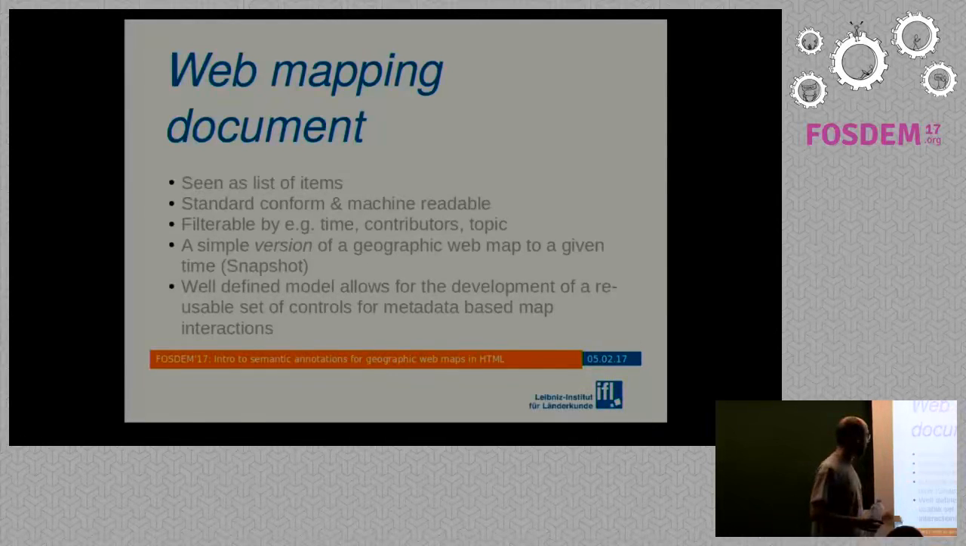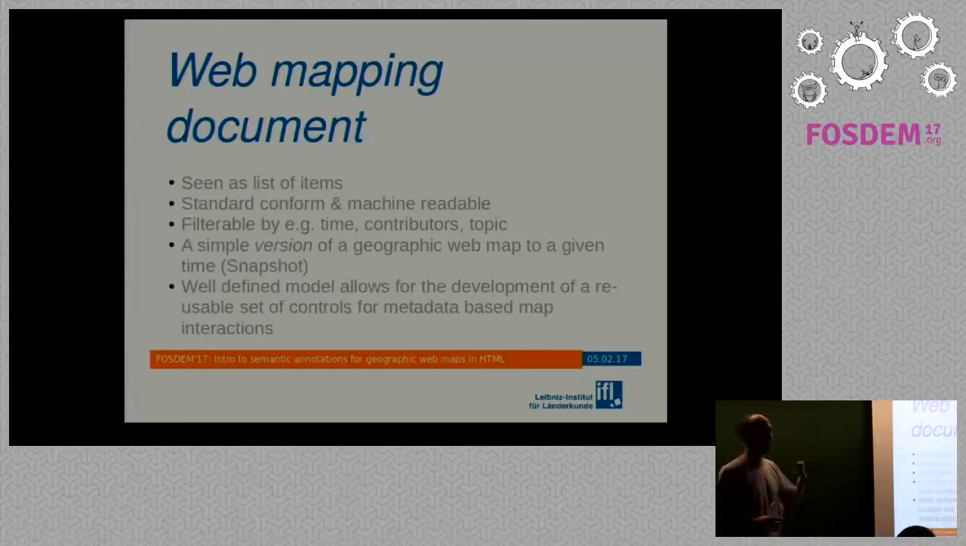It needs to be standard conform and machine readable. The idea is to reduce the complexity and just engage with certain parts of the map so I can analyze it. And it may be used to snapshot a map. This is also coming from a research project where we study participatory maps, which change often over time and have a lot of different authors in it. I will show an example in a minute.